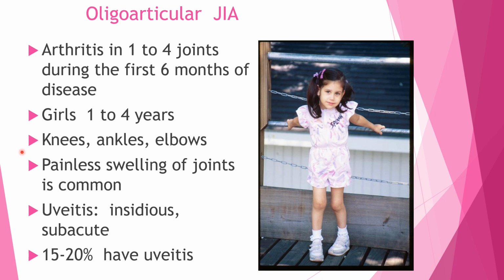usually affecting large joints, especially knees, ankles, and elbows, and most commonly the knees. In around 50% of cases it may affect only one joint, and it is usually the knee. So the commonest picture of oligo-articular JIA, especially the persistent subtype, not the extended, is to affect only one joint, and it is usually one of the knees, right or left knee.